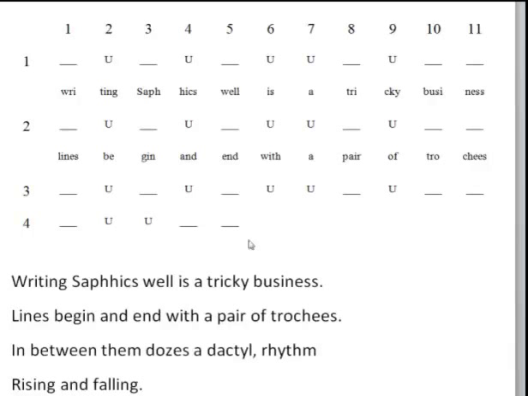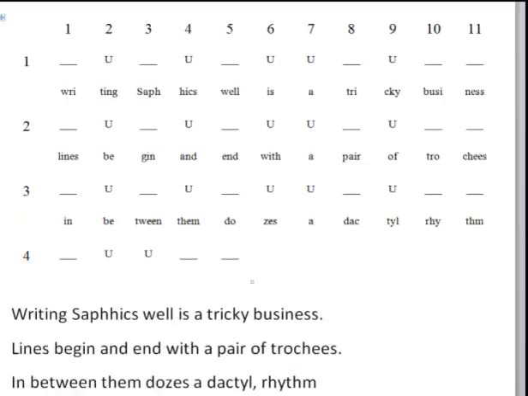Okay, and then the second line: lines begin and end with a pair of trochees. And then the third line. Okay, and there it is. In between them dozes a dactyl rhythm. And then the last line. That's simple. Rising and falling. I'll put them in. There we go. Rising and falling.